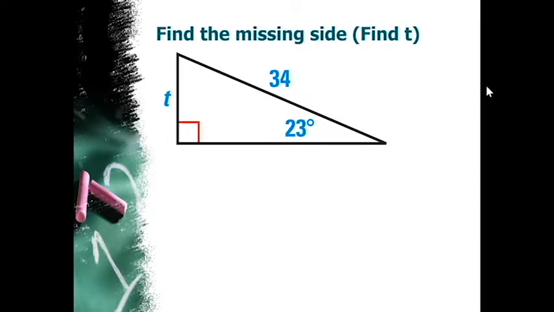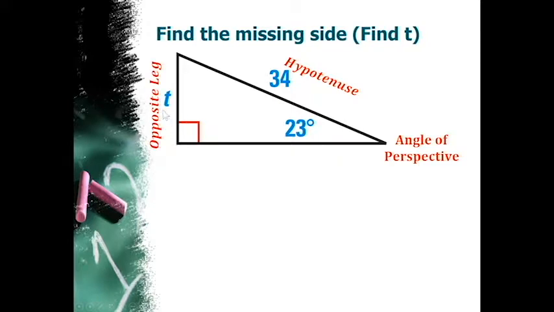Here's another standard example of right triangle trig. Very similar to the last one, but instead of having that adjacent side over here, we have that opposite side here of the t. Again, if I were to approach this problem from scratch, I would look at my angle of perspective. I would identify what other two sides I'm looking at using. I'm going to use my hypotenuse, which is 34, and my opposite leg, which is t. This is the opposite leg because it's the leg directly across from the 23.